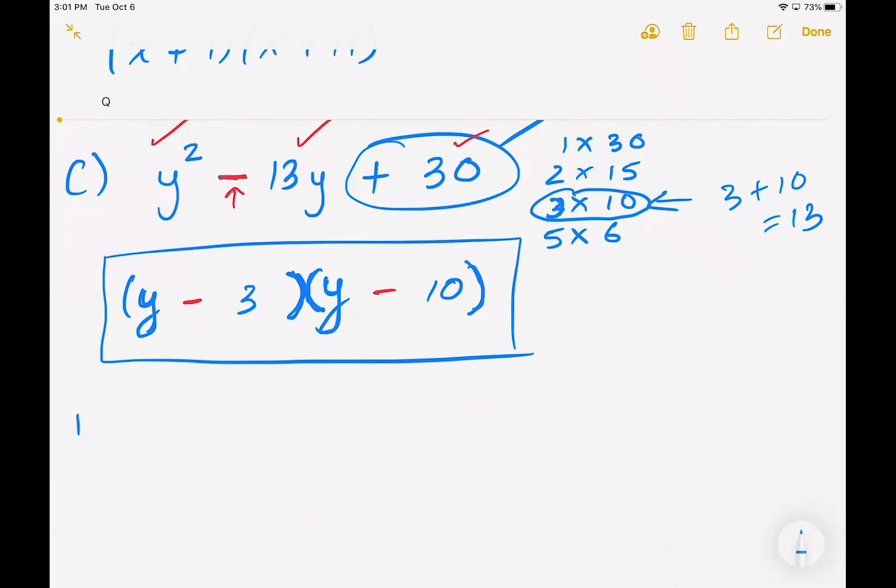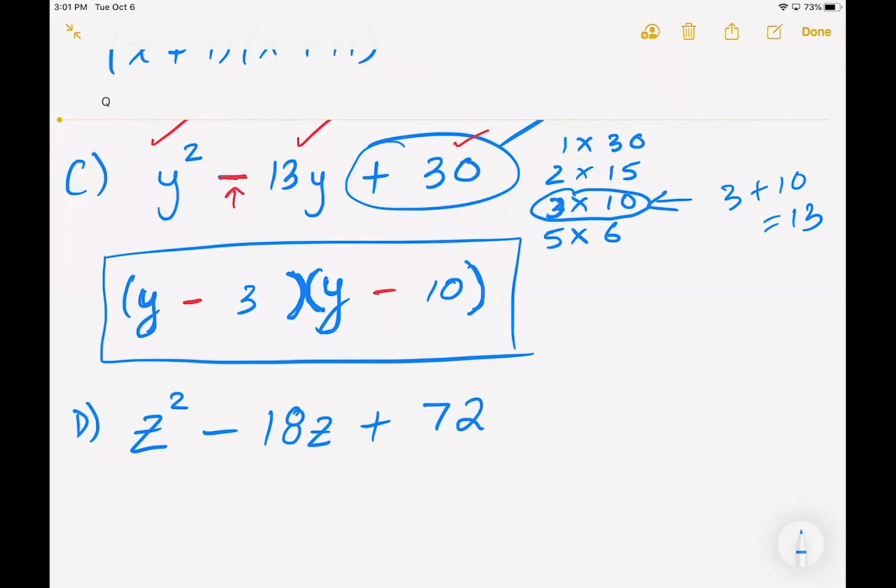Let's try one more. Let's say z squared minus 18z plus 72. If you look at this, this is probably the toughest that you will encounter. Why is it tough?